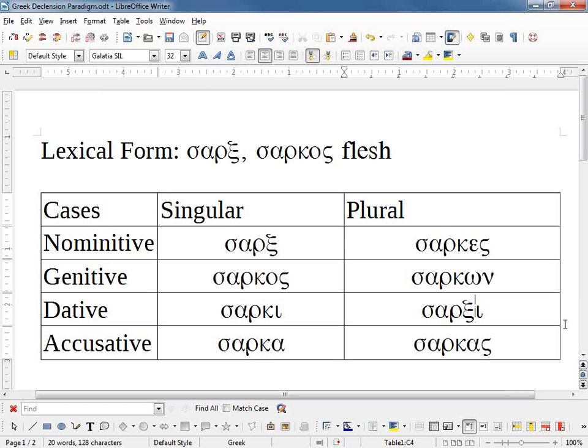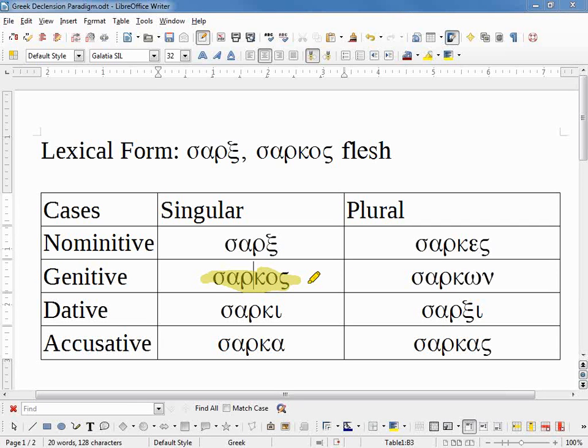Okay, before I continue on with my next example, there's certain things that I have to let you guys know, okay? And they have to do with the genitive singular and the accusative form, all right? Look at the genitive singular here. Sarkos.